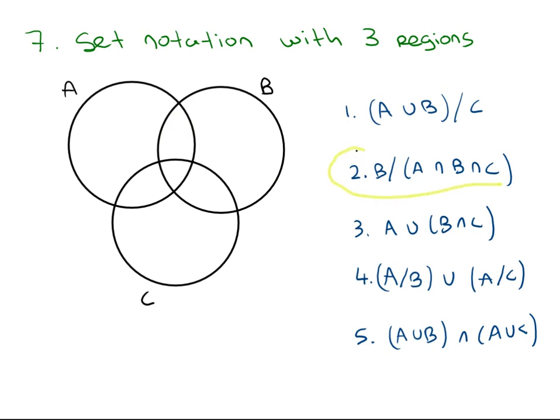Number 2, it's everything in B that's not in the intersection of A, B, and C. So everything in B that's not in there. So it's everything in B that's not in the intersection of A, B, and C.